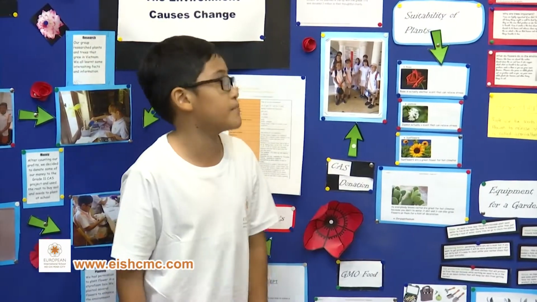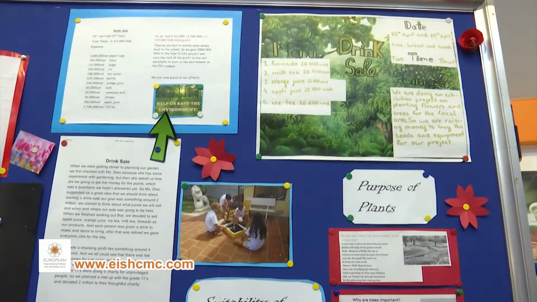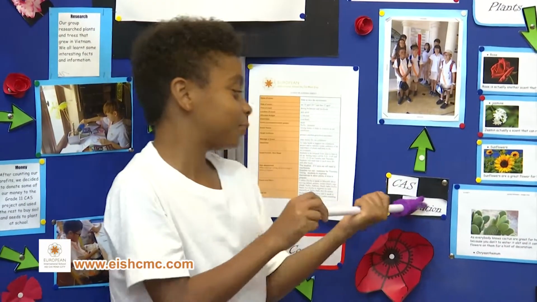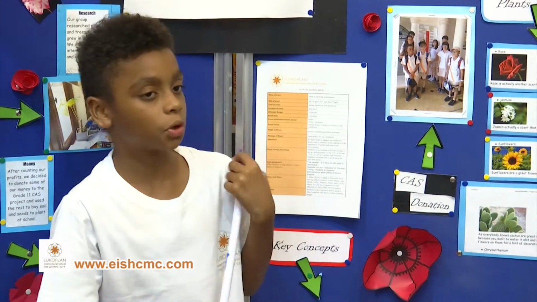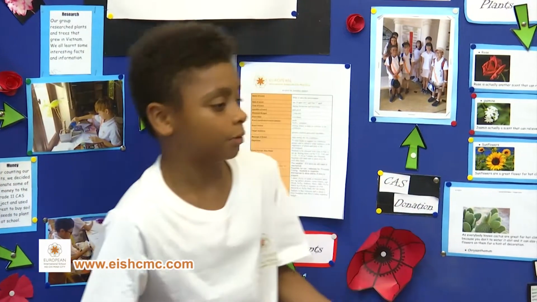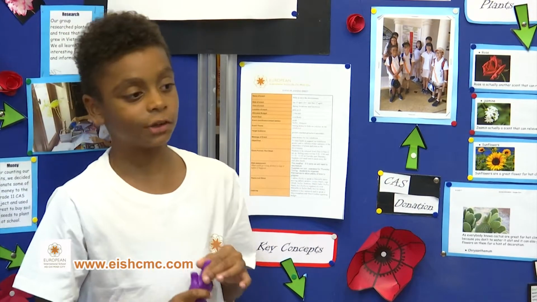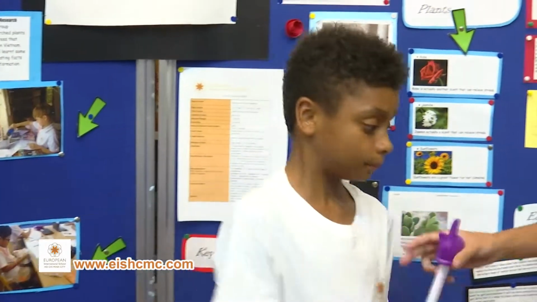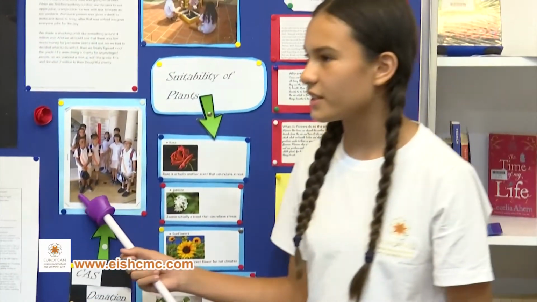But first we needed some money, so we decided to make a drink sale. We made a profit that was more than enough, so we gave some to the grade 11 CAS donation project. We felt very proud of this, and we bought the seeds and soil and started to think about where we would plant it. We donated around $2 million to the CAS donation.